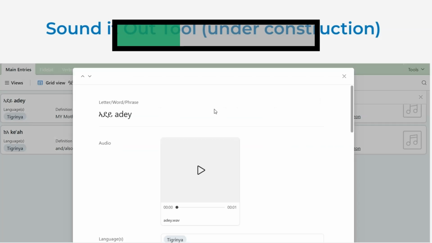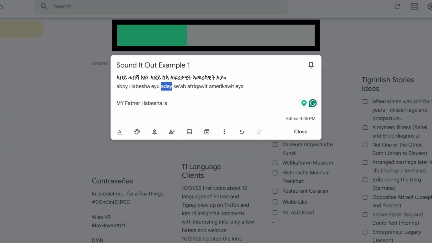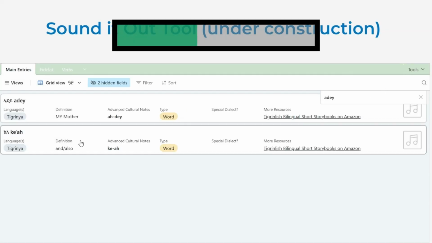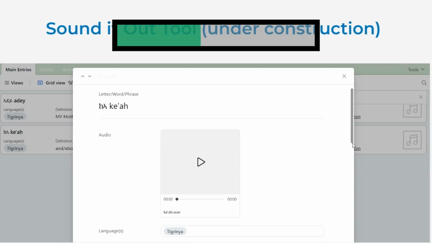All right, we got ade again. Scroll down for the meaning. This one is my mother. To the next word. It's already here, so we don't have to search for it. Scroll down for the meaning.